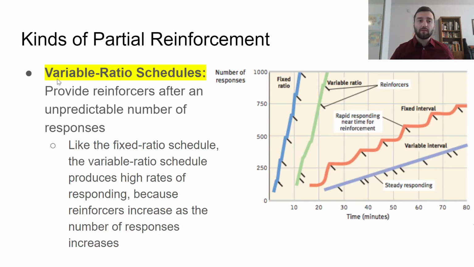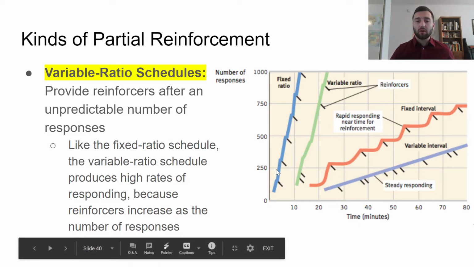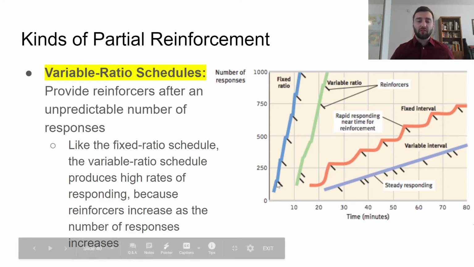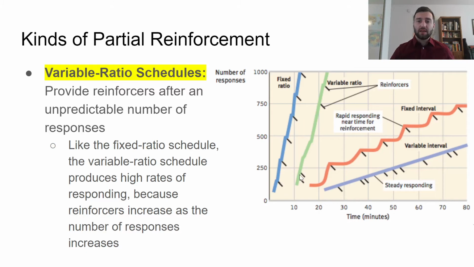Okay, now we can compare this to what's called a variable ratio. So a variable ratio is still a ratio, but now it's going to be changing. So it provides reinforcers after an unpredictable number of responses. So before, let's say, I think this is every 150 pushes is when they got a treat before. Now it's random, right? You can see how it's changing each time. So that's a variable ratio.